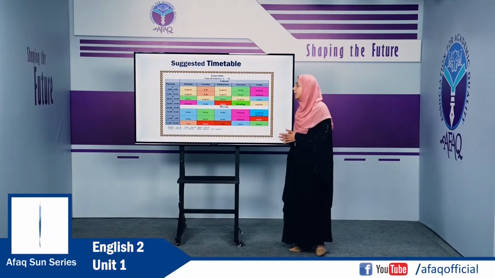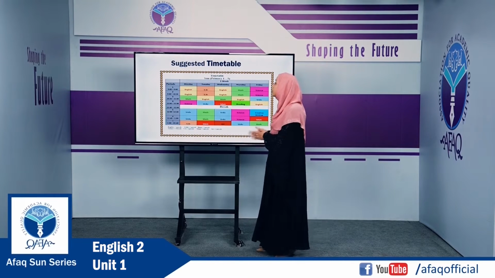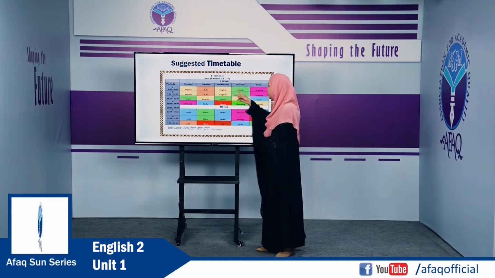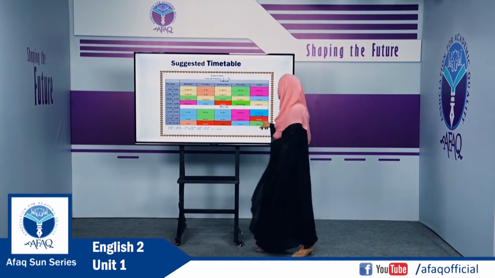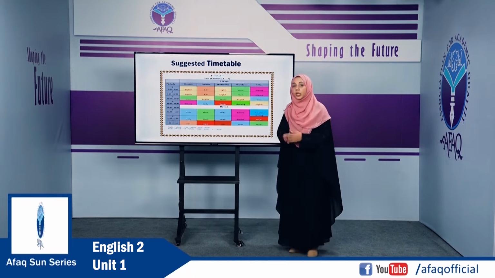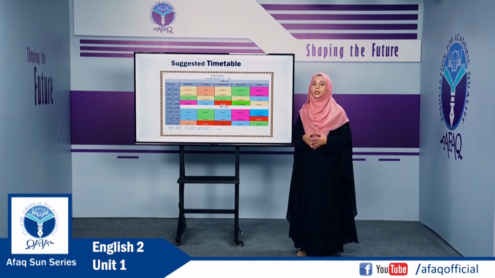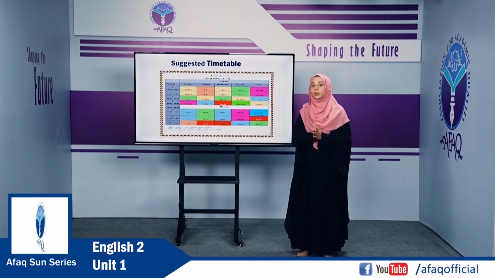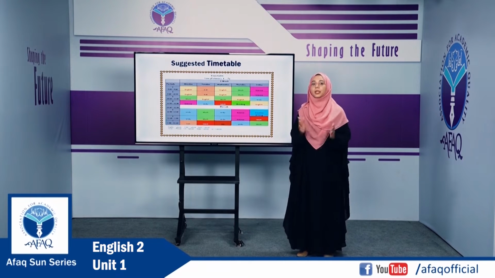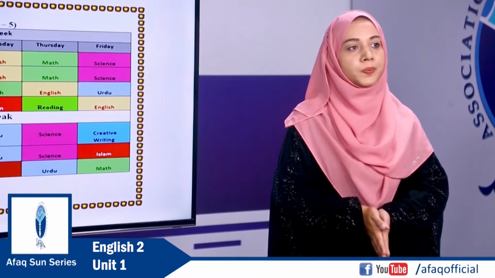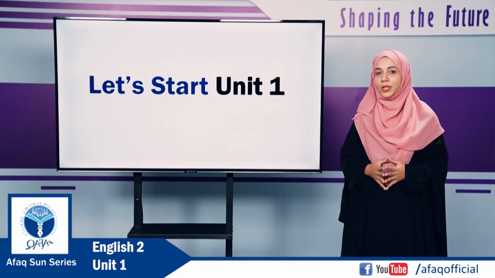As you can see here, we have allocated 7 periods to English. There are 2 double lessons and 3 single lessons in this timetable. You can change this timetable according to the requirement of your school, but we recommend that you give 7 periods to this subject. Now let's start Unit 1.